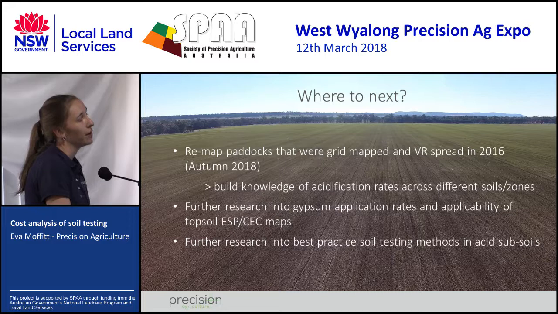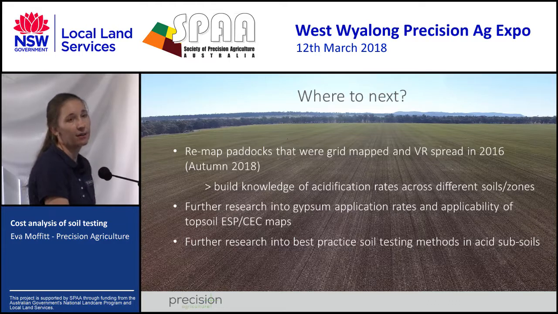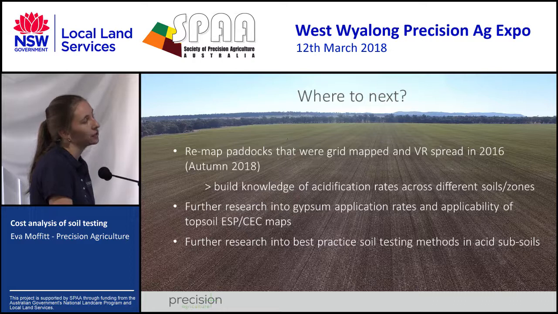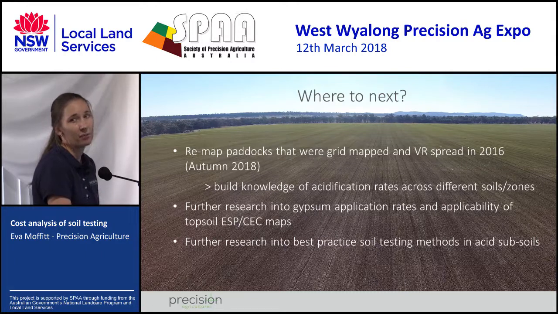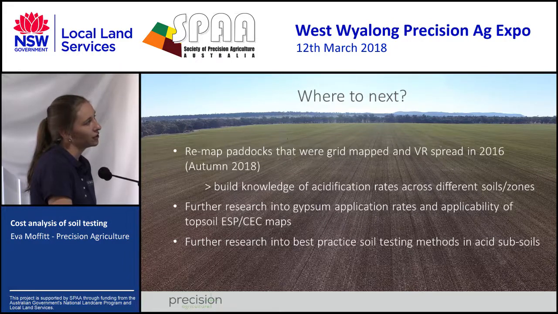This autumn we plan to remap a whole heap of paddocks that were grid mapped and VR spread in 2016. We only started doing the grid mapping sort of early to mid 2016, so we're now at the point where we can come back and quantify how we've gone and build our knowledge about acidification rates in different soils and different zones. Another thing that we want to look at is further research into gypsum application rates and the applicability of topsoil ESP and CEC maps, potentially with some strategic deeper testing, and also just further research into the best practice soil testing methods in acid subsoils.